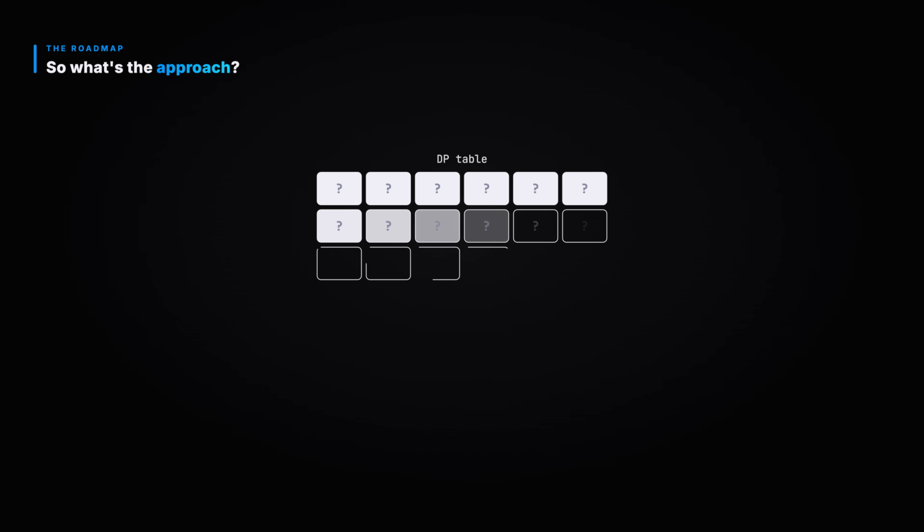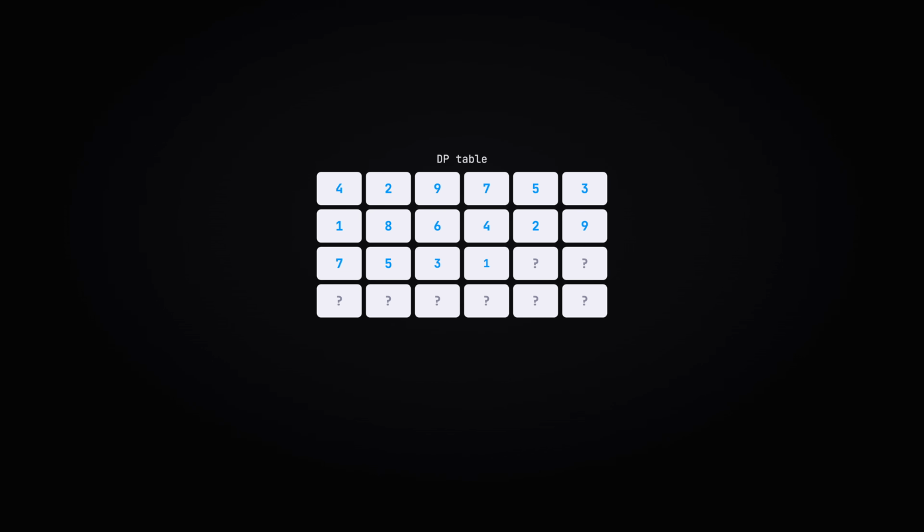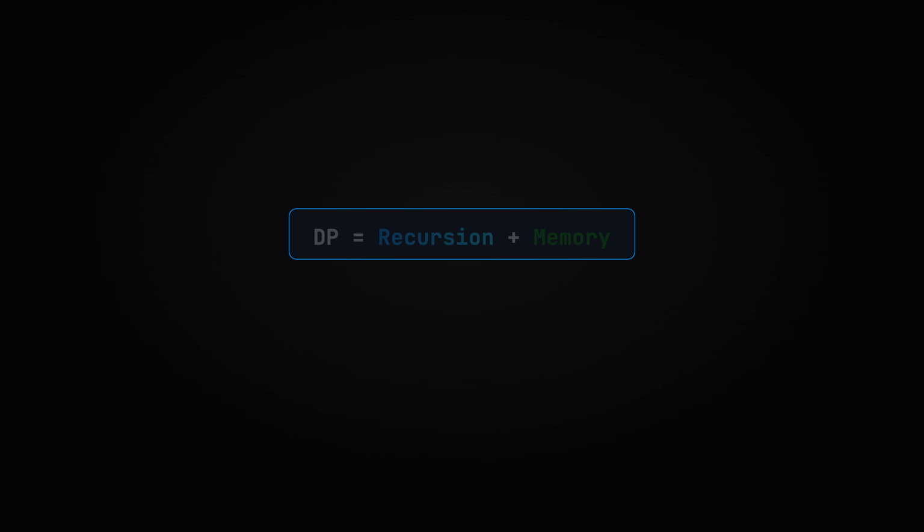Now that we have identified this as a DP problem, should we immediately start drawing a table? No, that is the biggest mistake beginners make. Never start with the DP table. Always remember the most important principle from the previous video. Dynamic programming is simply recursion with memory.